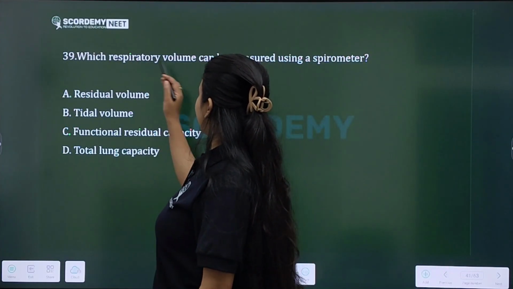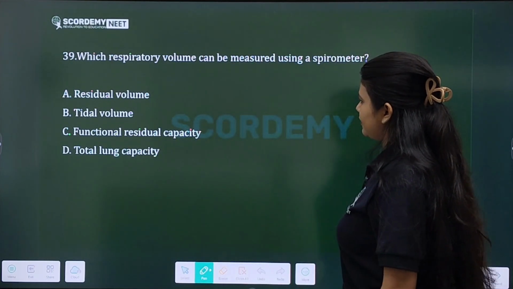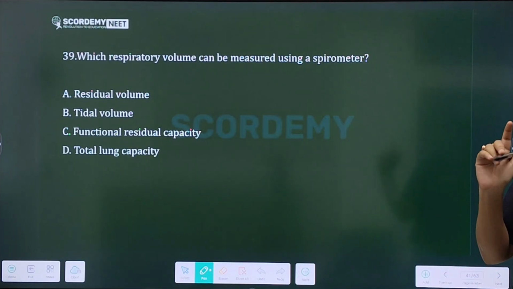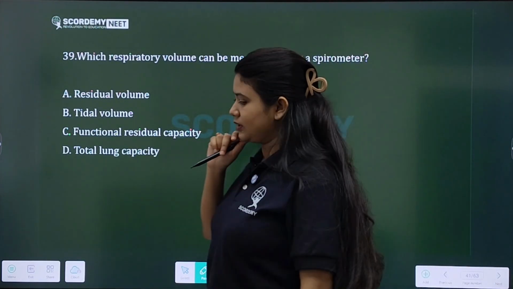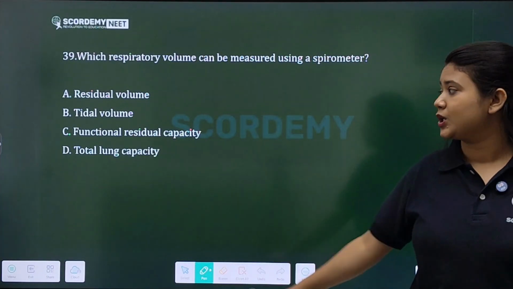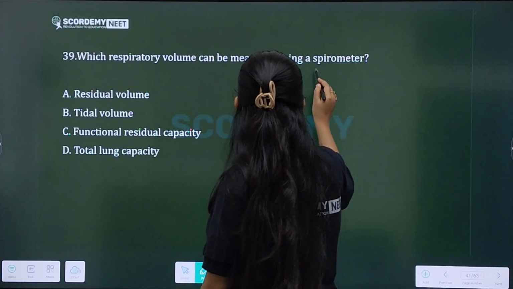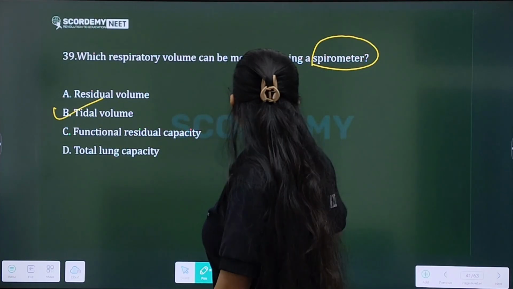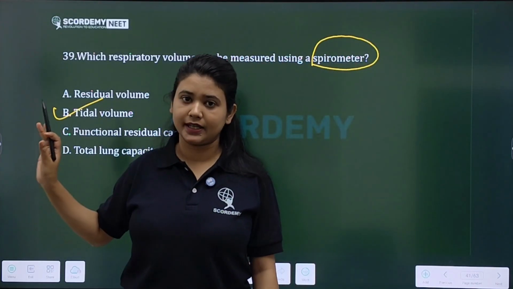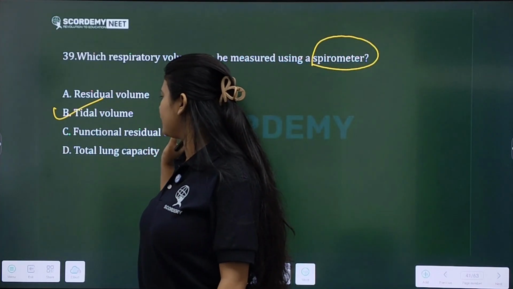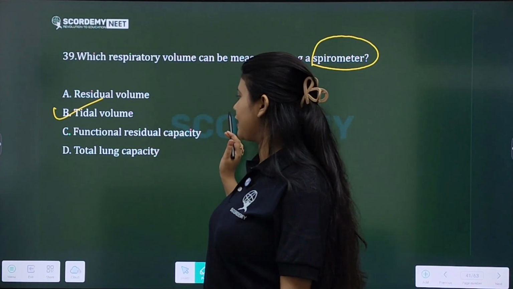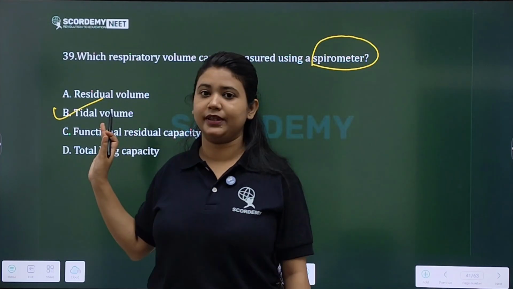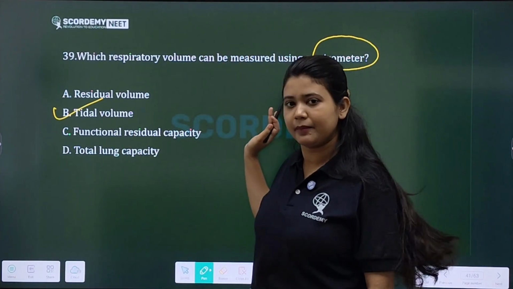Okay, which respiratory volume can be measured using a spirometer? What is a spirometer? With the help of a spirometer, an instrument, we measure tidal volume. But residual volume, functional residual capacity (FRC), or total lung capacity cannot be measured with the help of this instrument. Okay, remember?